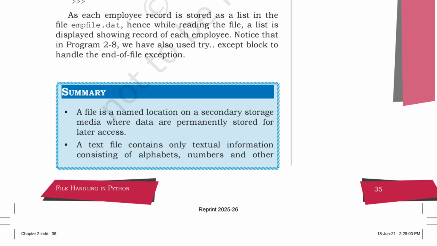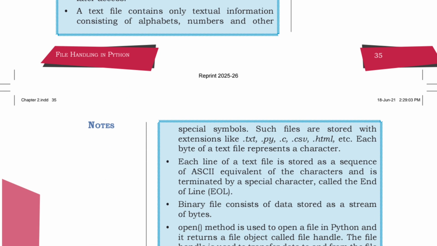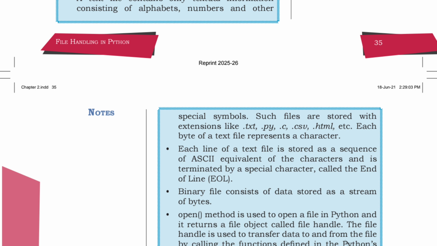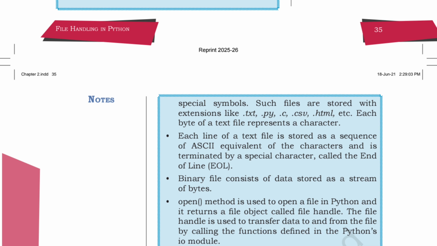A file is a named location on a secondary storage media where data are permanently stored for later access. Okay, we are storing the data permanently in secondary storage, that is your ROM, read-only memory. The text file contains only textual information consisting of alphabets, numbers and other special symbols. Such files are stored with extensions like .txt, .py, .c, .csv, HTML, etc. We are taking ASCII code also over here. End of line is called a special character.